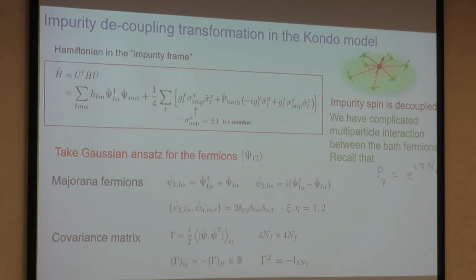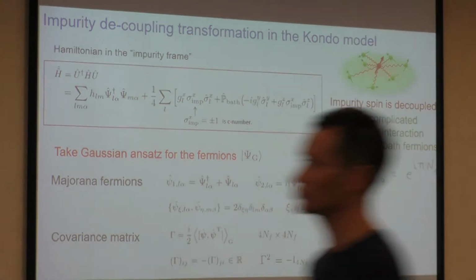It's a C number. Well, is it free lunch? It's not free lunch, because notice the Hamiltonian now contains this P bath. I changed the notation. This P bath is this parity operator. It's exactly the same PZ operator which we defined here.